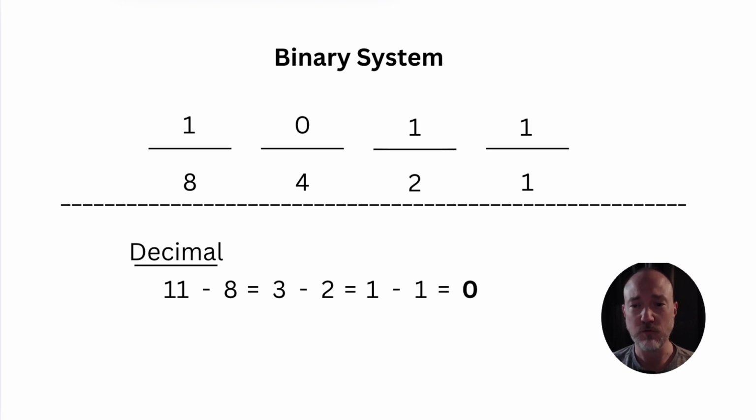So at this point, we have finished the conversion because our decimal value is now 0. If there were more places to the right that we hadn't filled in, then all those would be left at 0. But this completes the conversion here. So the binary number 1011 is equal to the decimal value of 11.